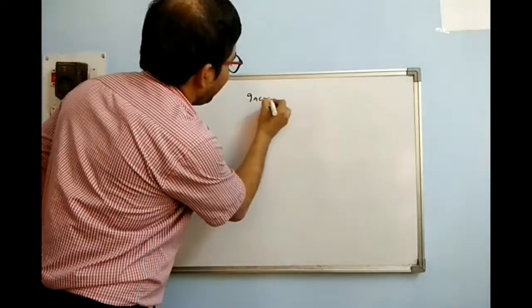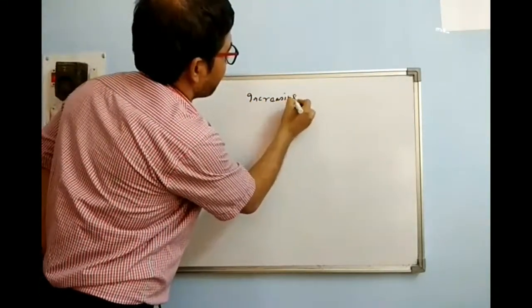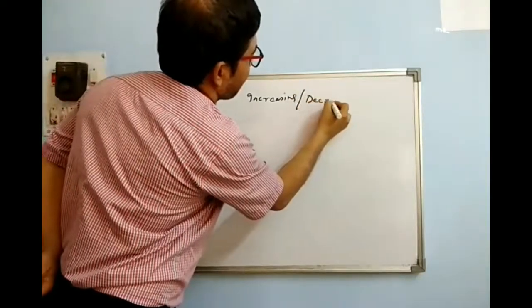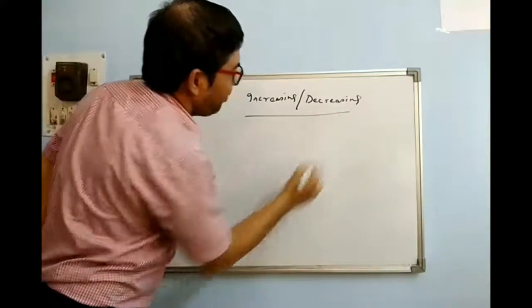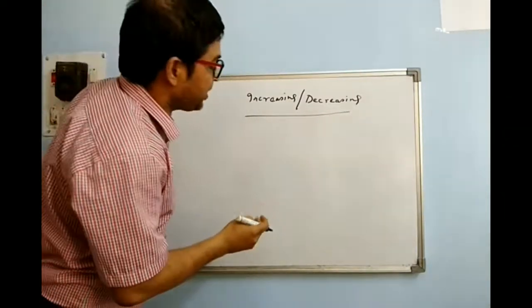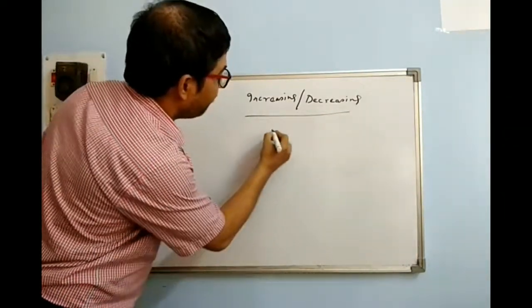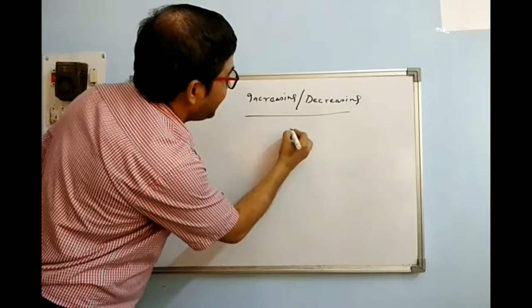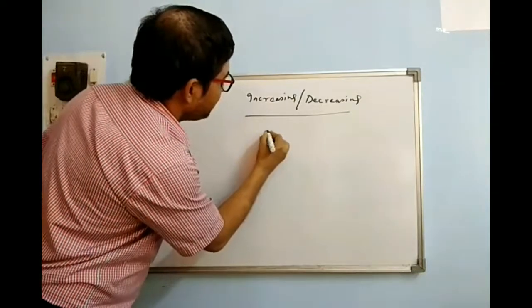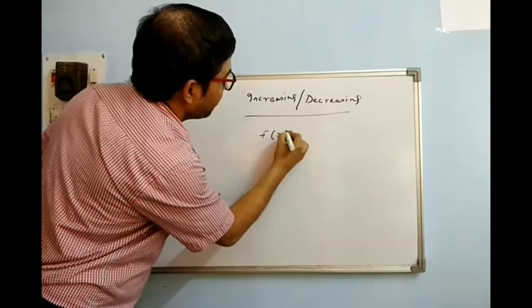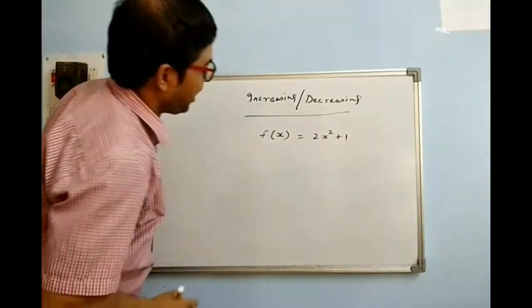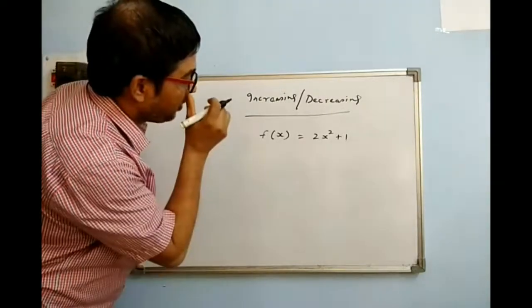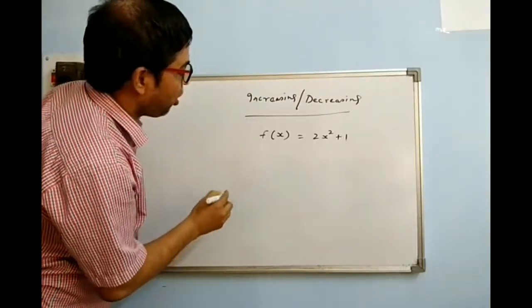Increasing and decreasing function. A function can be determined whether it is increasing or decreasing with the sign of its derivative. Suppose a function is something like 2x squared plus 1. We have to determine in which interval it is increasing or decreasing.